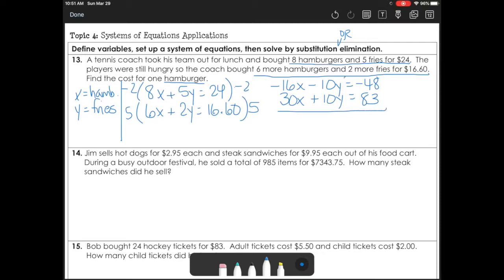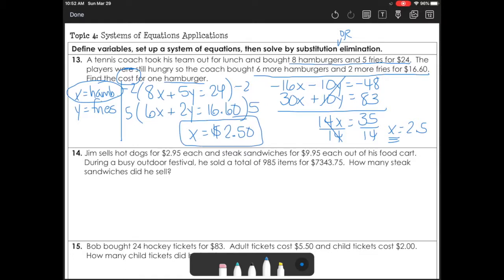14x equals 35. Divide by 14. And oh no, this is going to be a decimal, but that's okay. Because why? Because we're talking about money, right? Find the cost for 1 hamburger. So lucky me, look at that. We solve for x, and x is the hamburger, so we have our amount, but we can't say it's 2.5. A hamburger costs $2.50. Make sure you answer your question in the same unit that they're asking for, okay?